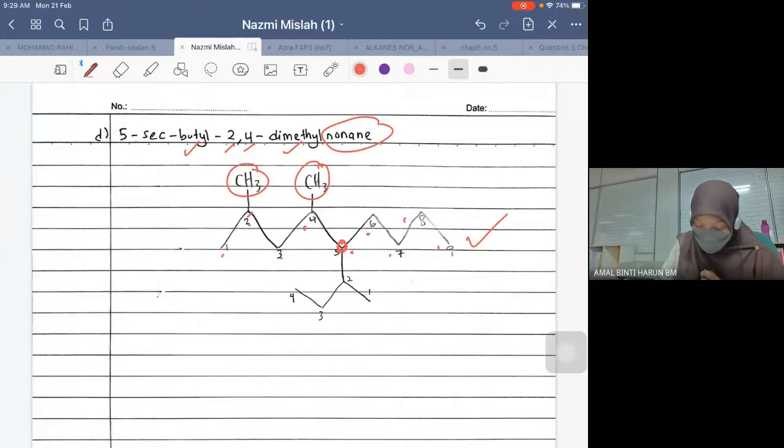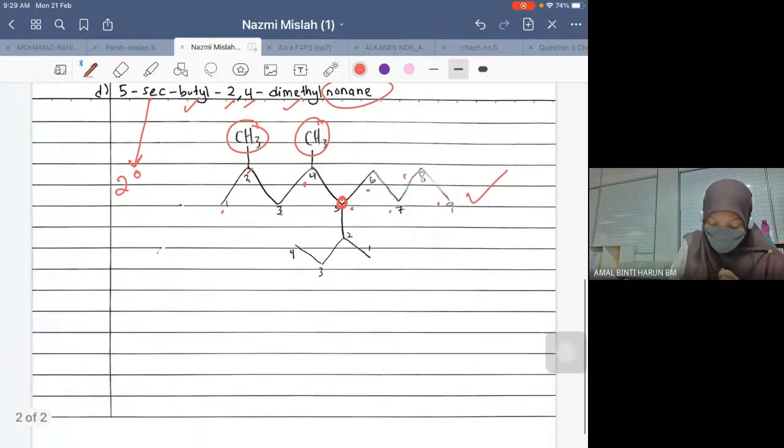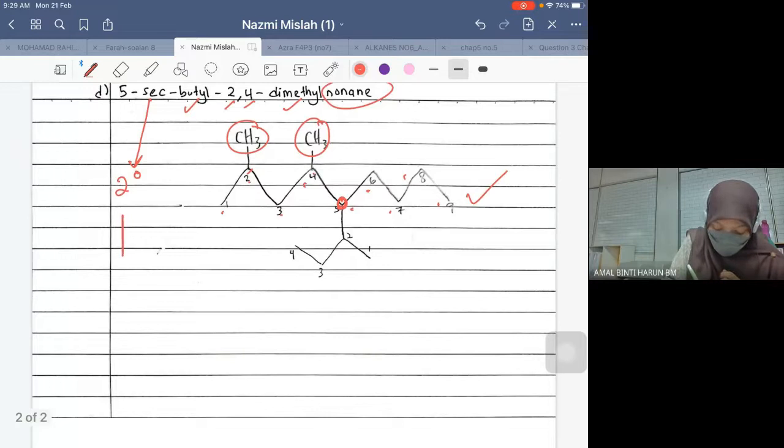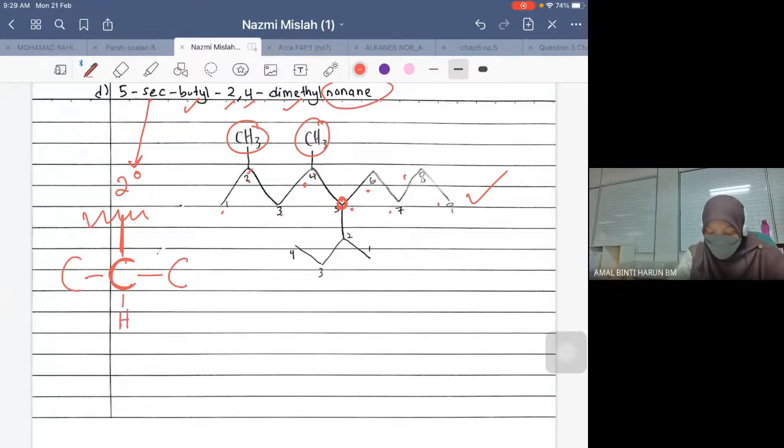Okay, macam mana kita nak buat sec butyl? Sec is referring to the secondary carbon. Macam mana nak lukis secondary carbon? Okay, this is your parent chain and then connect to this carbon, right? So this carbon to be secondary, tidak termasuk carbon yang dia melekat pada chain tu. So dia ada berapa carbon untuk dia jadi secondary? 2 carbon. Okay, maksudnya kat sini ada hydrogen.